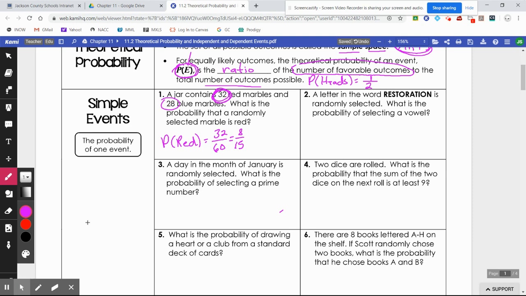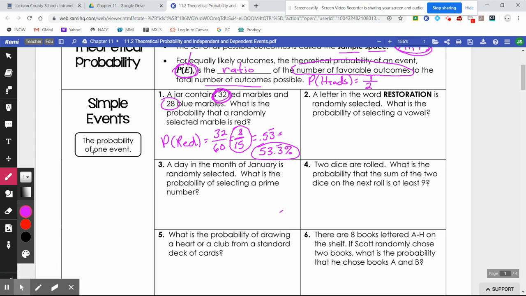Now we can write probability three different ways, and that's the first way, as a fraction. If we remember that the fraction bar means divided by, we can type into our calculator 8 divided by 15. We can write our probability as a decimal, and that's going to be 0.53, and the 3 repeats. Or, most of the time we see it as a percent, so move your decimal over 2 places. That's 53.3 repeating percent. So the chances of drawing a red out of this jar would be a 53.3% chance of pulling the red out.